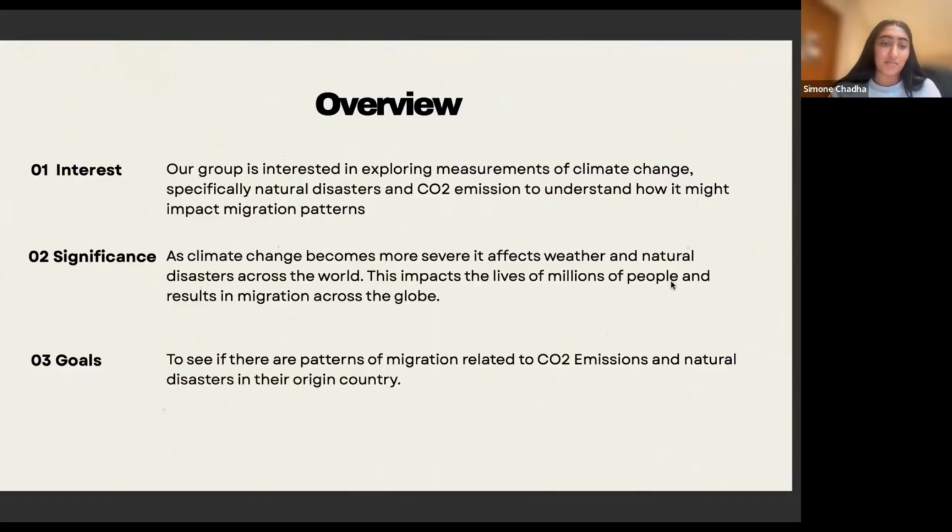And then we are hoping that by exploring this information, we can see if there are any patterns of migration related to CO2 emissions and know how climate change might play a role in a country's population and migration. And this analysis would also help us understand whether CO2 emissions and climate change are significant factors in migration, or whether there are other significant factors that are more impactful.